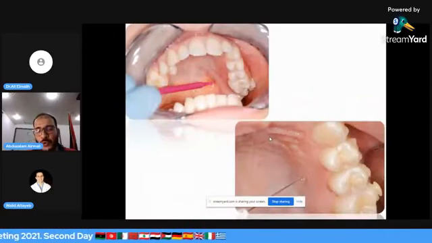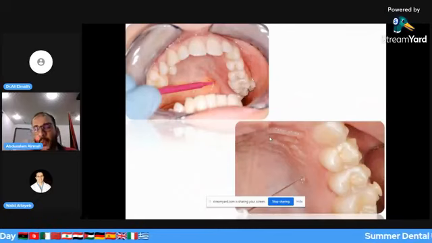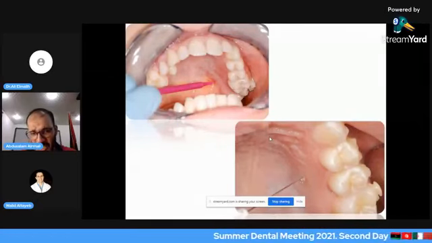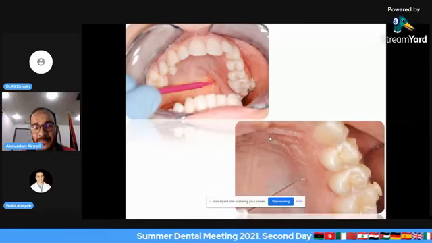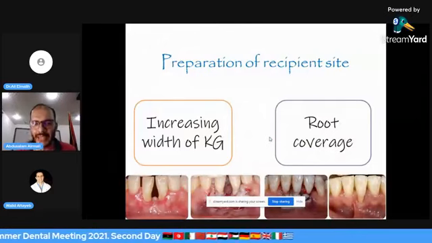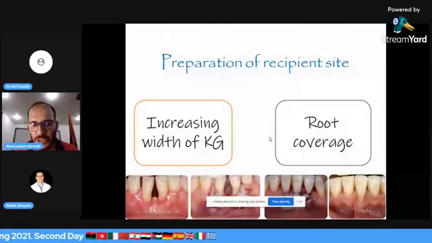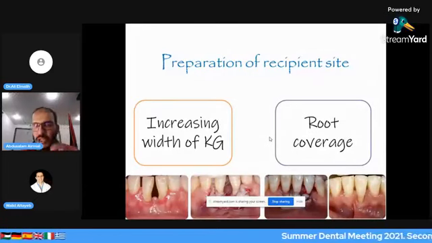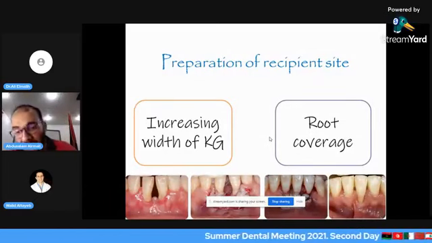Also in the palate, you have to inject your anesthesia away from the grafting site. You can apply some pressure before you inject some amount of local anesthesia. And after that, you have to determine your target. Is your free gingival graft used to increase the width of keratinization, or is your gingival graft used to cover the root?